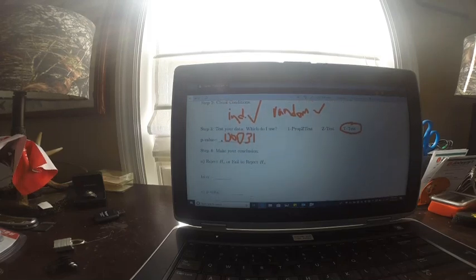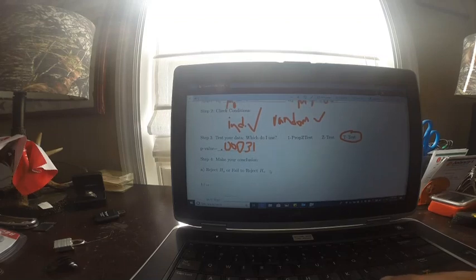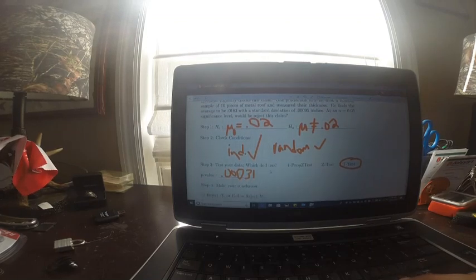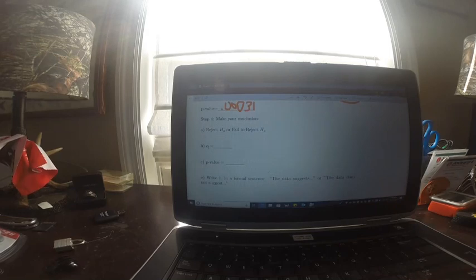So we need to make our conclusion. Our alpha value that we used here is what, 5%? Is that right? Yep, alpha equals 0.05. So alpha is 5%.